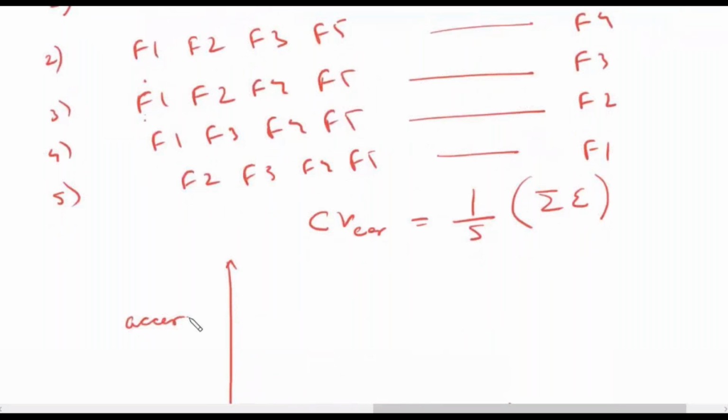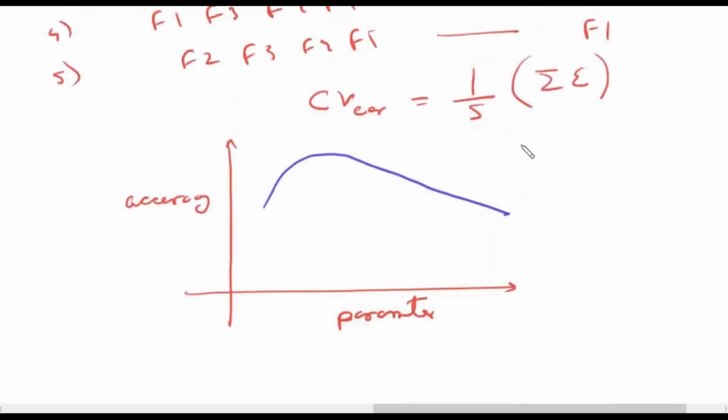Let's say this is the accuracy on the y-axis. For the first iteration, let's say this is how it looks. This is the accuracy on the first fold. If you see, when the parameter is small, your model overfits. This is where overfitting happens, and this is where underfitting happens. If the parameter value is small, your model overfits. This is the best, the sweet spot.